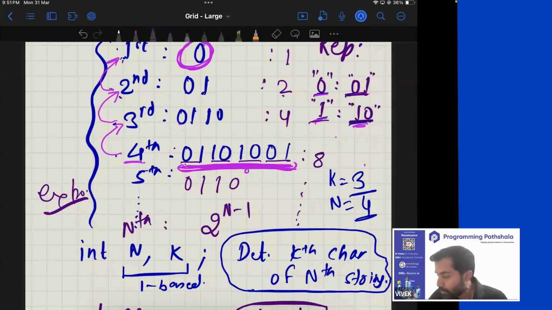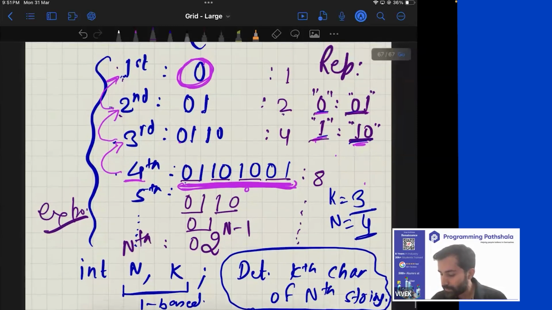Why? Because that is how it came. That is how we framed the string. So we are just doing the reverse of it. Now again, we will replace every 01 by 0, every 10 by 1. Now again, this 01 by 0. So no matter what string you take, if you backtrack, you will go back to the same 0.